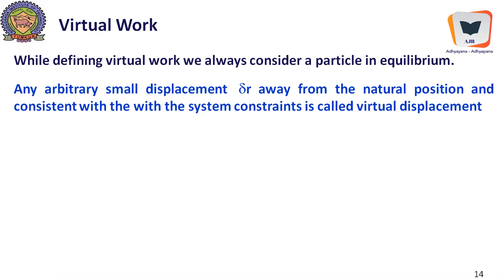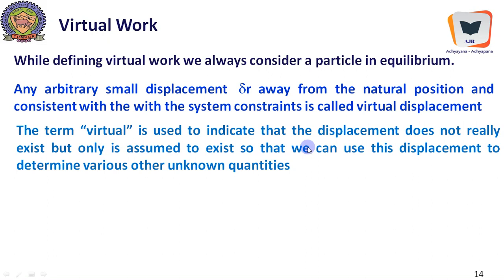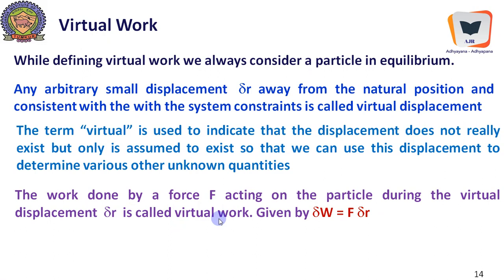The term virtual is used to indicate that the displacement does not really exist, but is only assumed to exist, so that we can use this displacement to determine various other unknown quantities in the system. The work done by a force F acting on the particle during the virtual displacement dr is called virtual work. This is given by del W equal to F into dr, because small work will be done for the small displacement, and this displacement is also virtual, which is not there, which is fictitious.